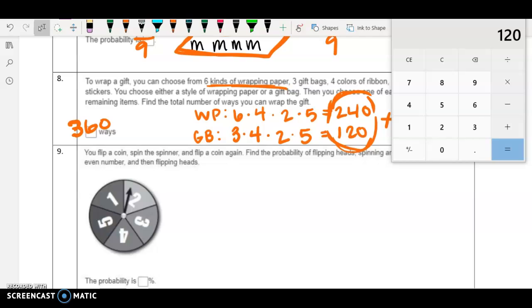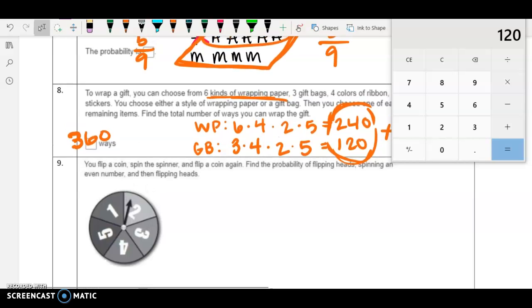Number 9, you flip a coin. You spin the spinner, and then you flip the coin again. What is the probability of flipping heads, spinning a number that's even, and then flipping heads again?